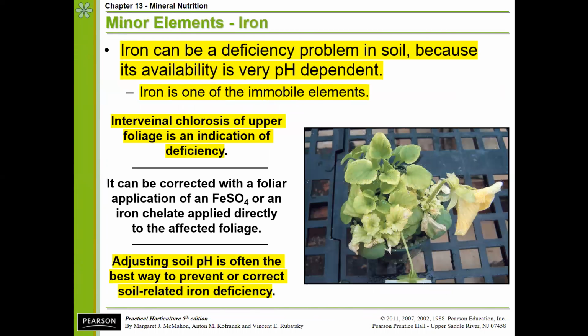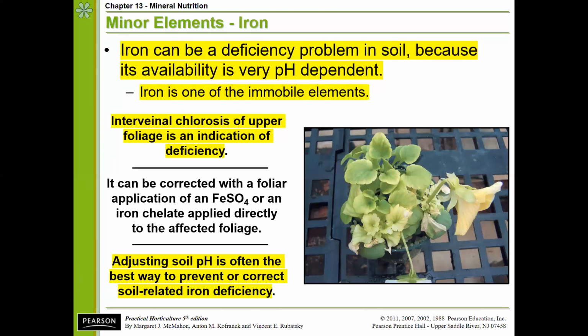Iron is another common deficiency symptom, and usually it's mostly due to pH. So you have to correct pH problems in order to get good iron uptake. It is an immobile nutrient, so you'll see intraveinal chlorosis again, except in this case it's of the upper foliage instead of the lower leaves. So that can be a good indicator for iron deficiency. And iron can actually be taken up through the leaves, through foliar applications of iron sulfate or an iron chelate applied directly to the affected foliage.